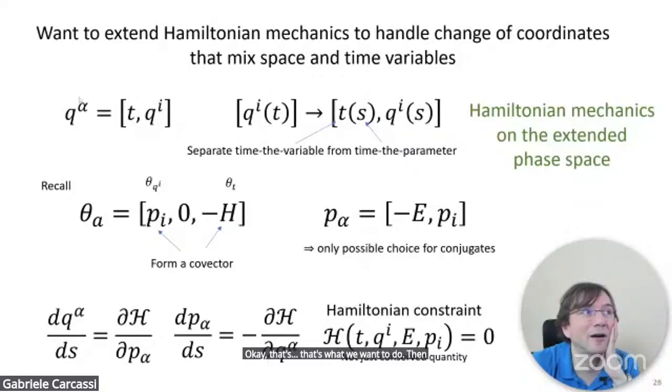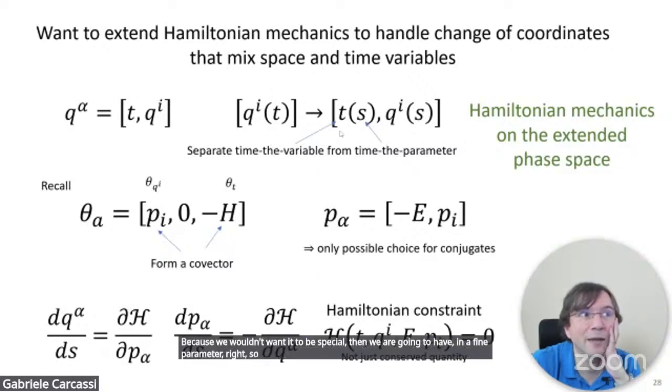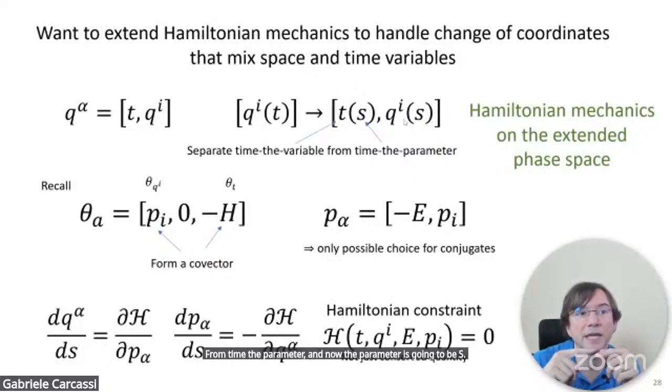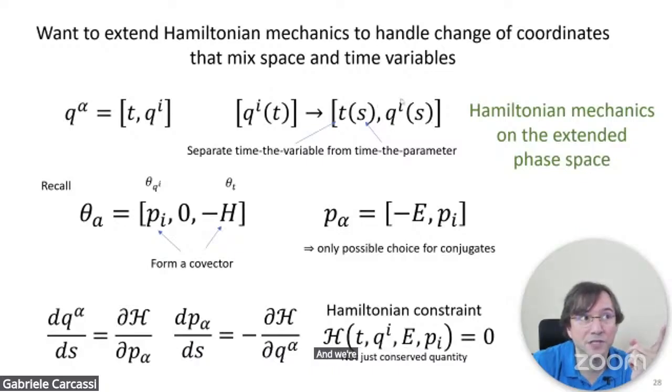Then, of course, our position now needs to include the t and q_i, right? And for the evolution, we do not want t to be the parameter of the evolution anymore, because we don't want it to be special. Then we are going to have an affine parameter, right? So we separate the time variable from the time parameter, and now the parameter is going to be s. So when we're going to make a change of coordinates, we're going to change this t, and we're going to mix it with this q, but the parameters remain the same.